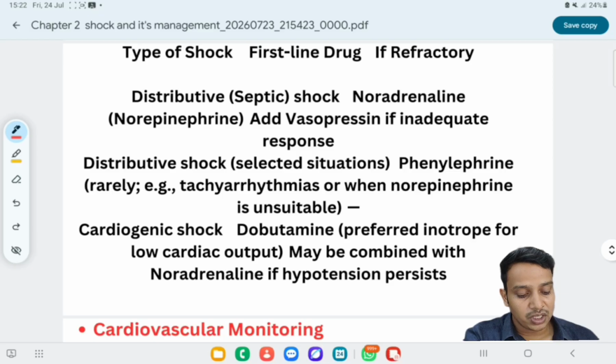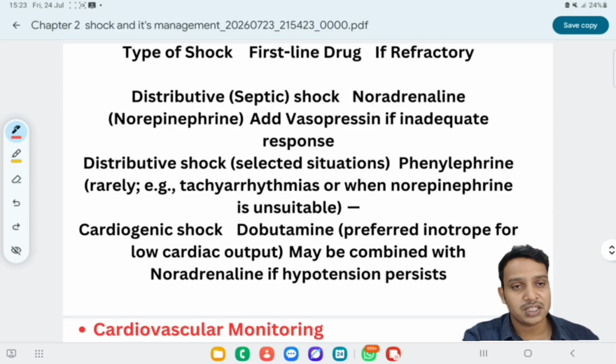And if the patient is in cardiogenic shock, dobutamine is the inotrope of choice because it has a predominantly cardiac effect. So remember friend, in distributive or septic shock, start with your norepinephrine. If the patient is not showing any response with norepinephrine, then you can go with vasopressin. But in some types of shock, if the patient is having tachyarrhythmias because of your norepinephrine or noradrenaline, then you can switch over to phenylephrine. And in cardiogenic shock with low ejection fraction, dobutamine is the agent of choice.